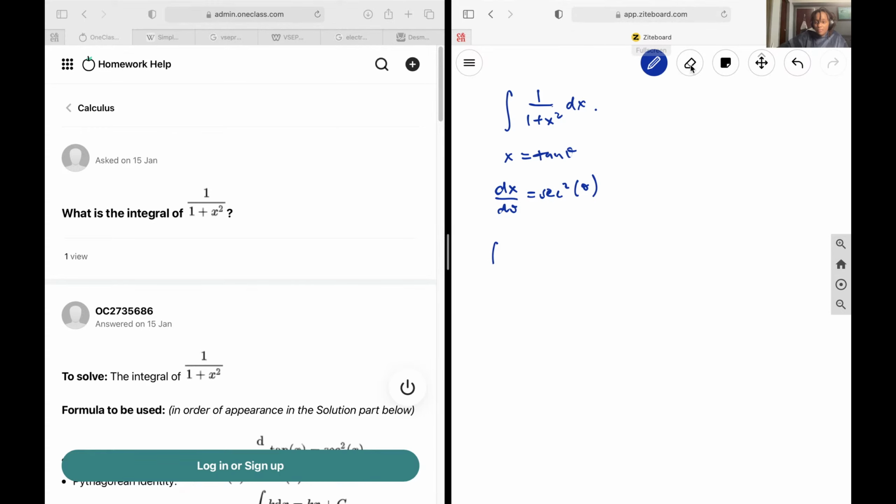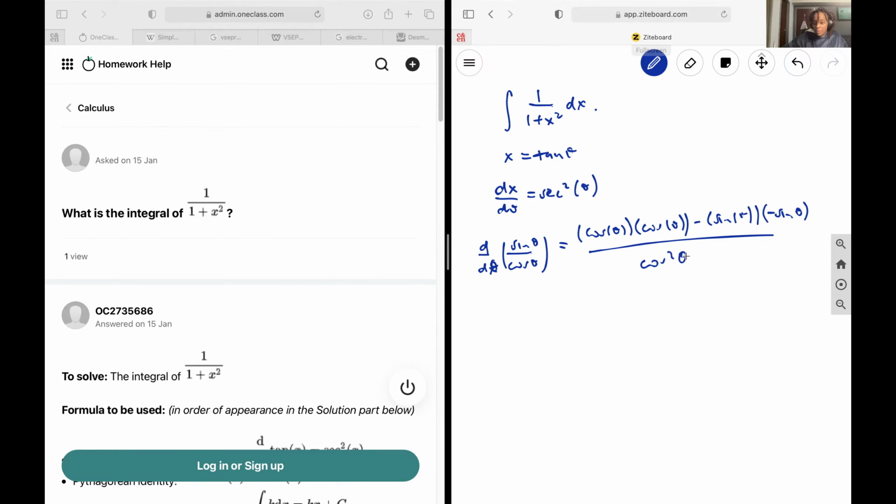where we find d over d theta of tan theta is the same thing as d over d theta of sine theta over cos theta. And that is going to give you the derivative of this top one, cos theta, times g of x, which is cos theta in this case, so cos theta, minus this one, just the way that it is, multiplied by the derivative of cos theta, which is negative sine theta, all over cos squared theta.